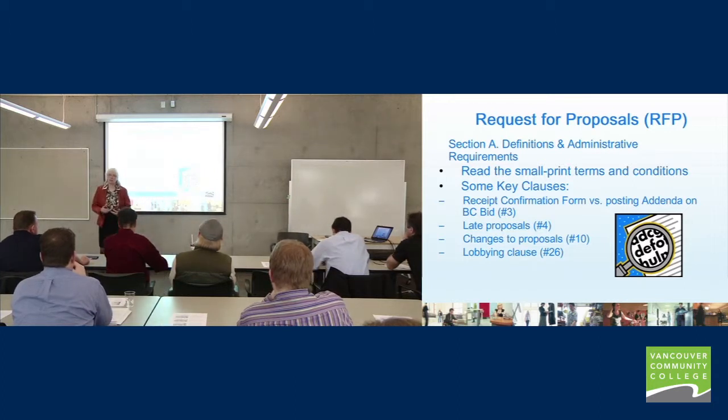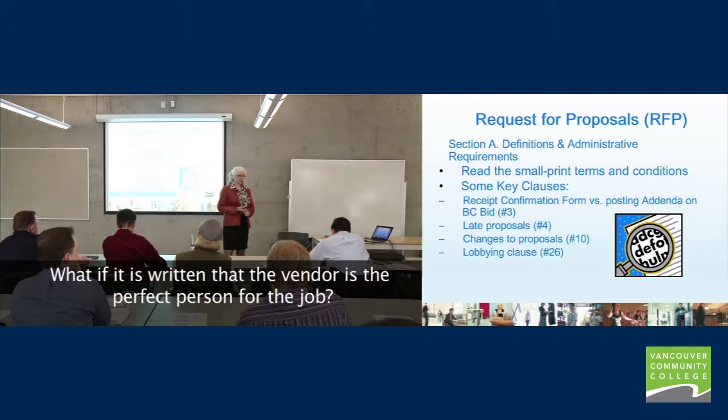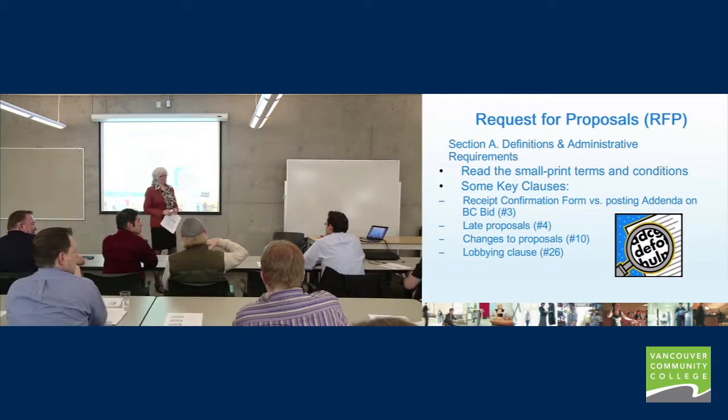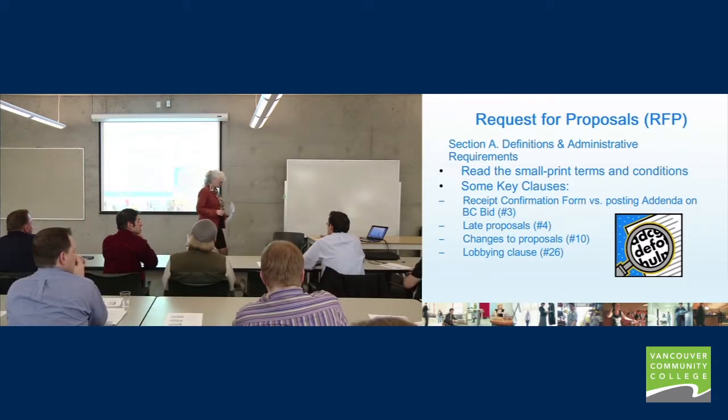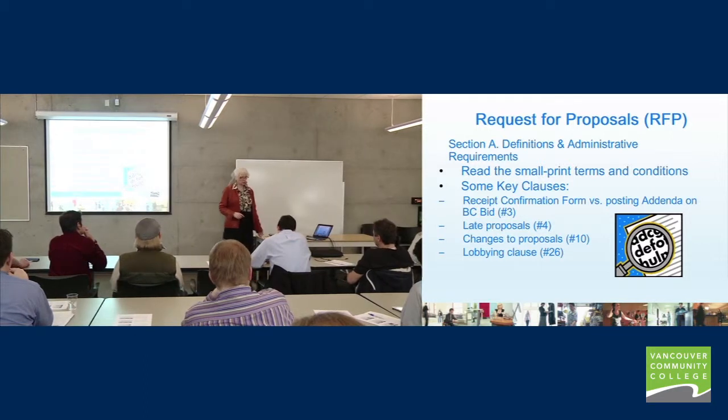What it's intended to stop is any real or perceived interference with a fair, open, and transparent process. So what happens if the MLA writes a letter saying that the vendor is the perfect person for the job? Has that happened? Does the vendor get his proposal taken away? The language in here doesn't say that that's what would happen.